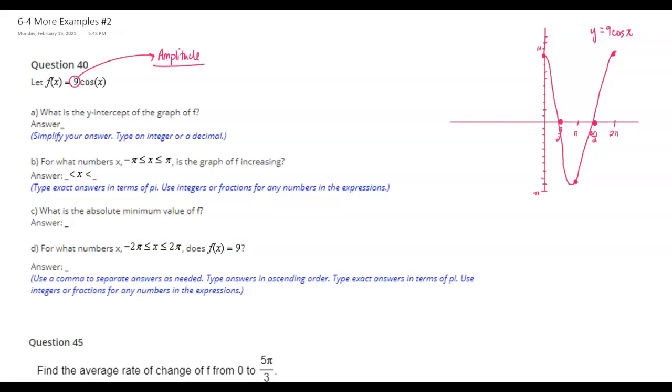Now, it asks, what is the y-intercept? Well, that is going to be wherever our graph touches the y-axis. And because it was cosine, we actually are starting on our y-axis. So our intercept is 9. Boom. All right. The next question it asks is, for what numbers negative pi less than or equal to x less than or equal to pi is the graph of f increasing?